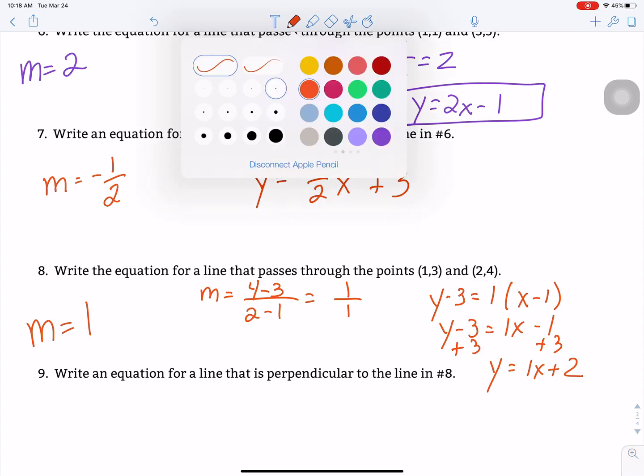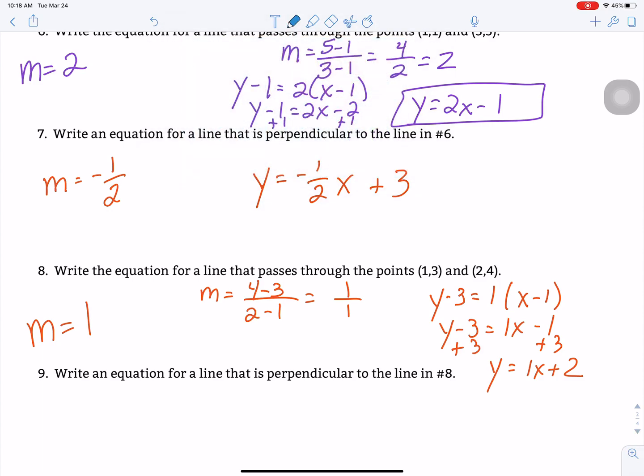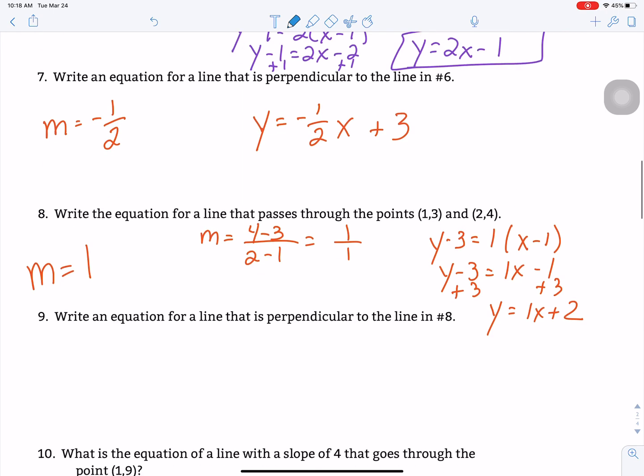Number 9 is asking us to write an equation for a line that's perpendicular to that line. It doesn't give us a point that it has to go through. So all I need to do is make sure that I have a -1 slope, because that would be my opposite reciprocal. So y equals negative x, or negative 1x plus 8. Your y-intercept could be different. That part doesn't matter.